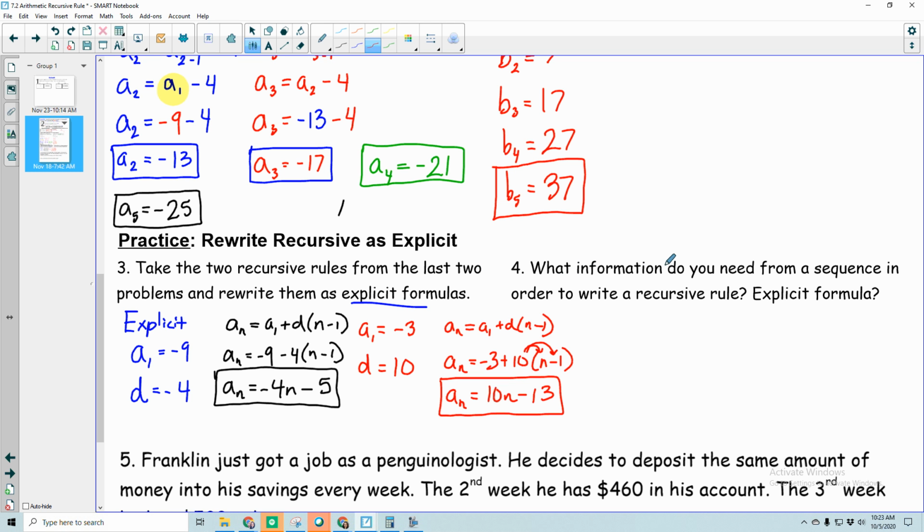Next problem says, what information do you need from a sequence in order to write a recursive rule or an explicit formula? So if I have a recursive rule, or if I want to write an explicit formula, what do I need to know? The big thing you need to know for both of these is you have to know what a sub 1 is, and you have to know what d is. So no matter which one of these you're writing, those are the only two pieces of information that you have to have, and then you can write either one of those.